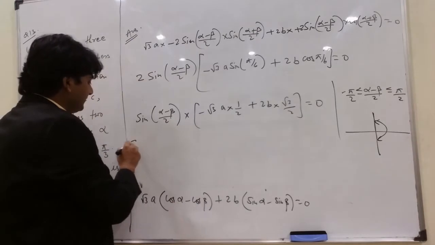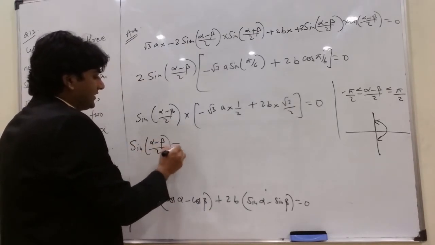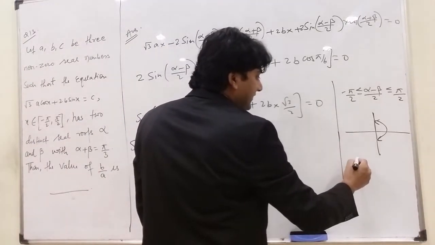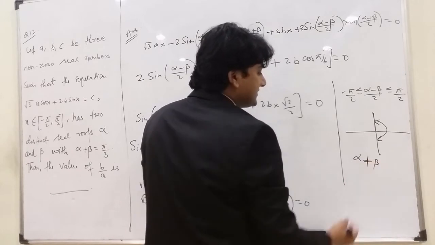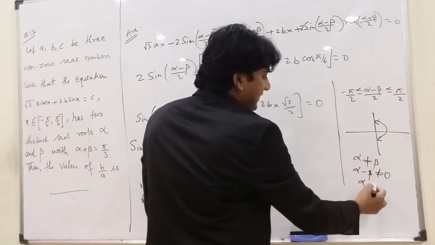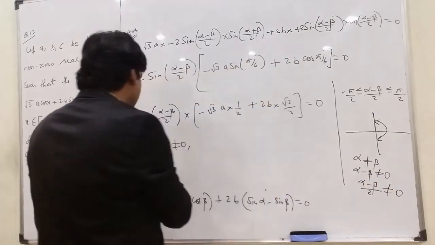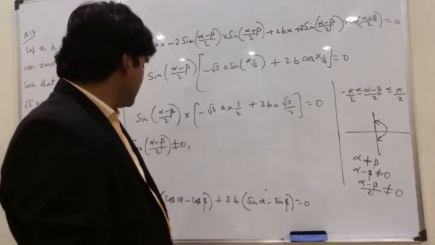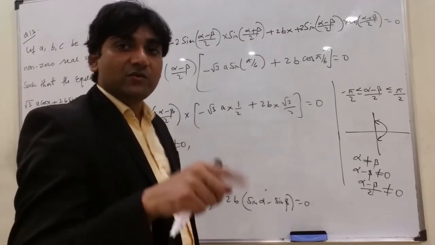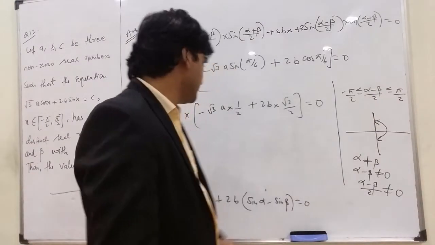So here we understood sin (alpha minus beta)/2 cannot be 0. Why? Because already alpha does not equal beta. This is given. So alpha minus beta does not equal 0, so (alpha minus beta)/2 does not equal 0. So it cannot be 0. It could be 0 only when (alpha minus beta)/2 comes to pi, but it cannot because minus pi by 2 to pi by 2 is the range.